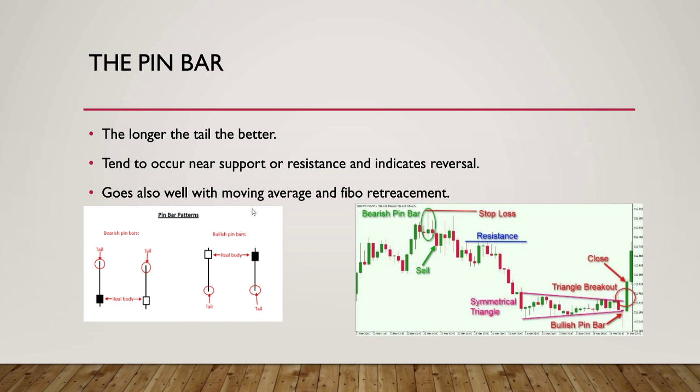It also goes well with moving average and Fibo retracements. Let's say you draw a Fibo from here up to there, and then it got rejected at that point, you know? I'm gonna make another video based on moving average and Fibo retracement, but for now, just know that based on support and resistance, with the long pin bar, it's a good entry because it's gonna reverse, right?